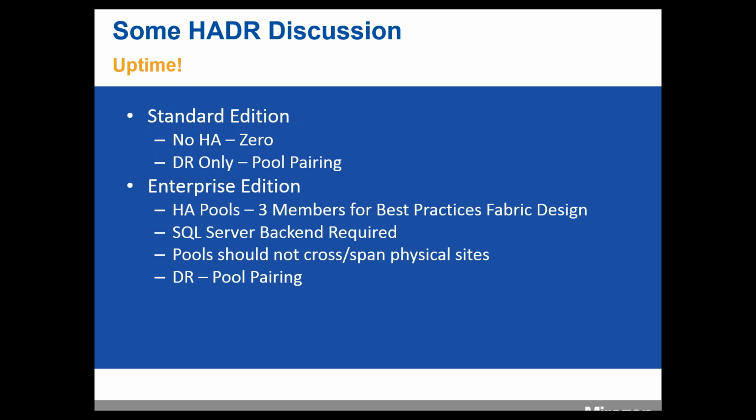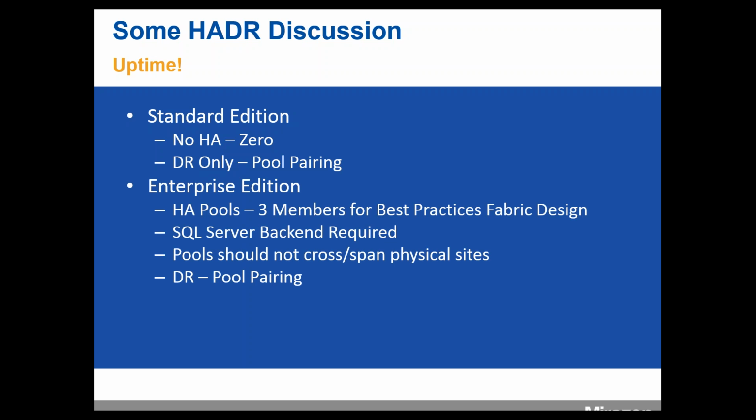To build Enterprise Edition and make it highly available, you build a pool. You build a pool with at least 3 members for best practices. There's a fabric underneath all of this. It's a bunch of technical mumbo jumbo, too much for today to talk about. 3 members is the starting point, and you can grow that up to many. As with the SQL Server backend, your pool should not cross or span physical sites. That is an unsupported configuration.